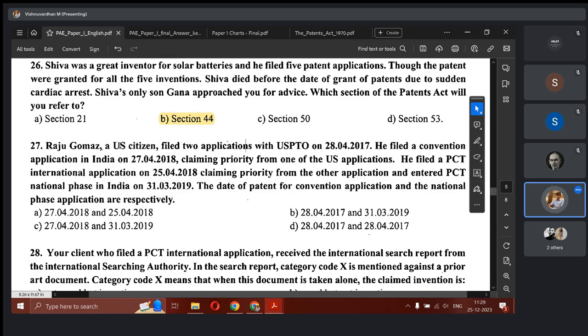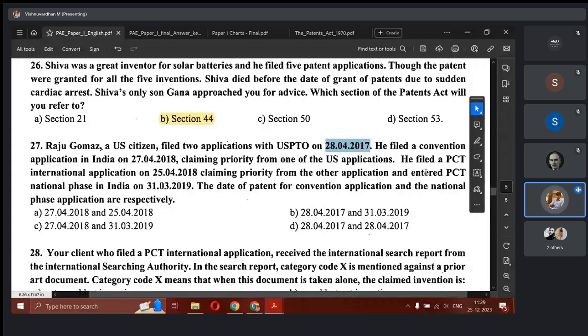Then Raju Gomez, a US citizen, filed 2 applications with the US PTO on 28 April 2017. Cool. He filed a convention application in India on 27/4/2018. Immediately, convention applications mean Paris Convention. So 28/4/2017, 27/4/2018. So it's within 1 year. Then claiming priority from one of the US applications. Great. So he has claimed this priority. That means he gets the date 28/4/2017 even on this application in India.